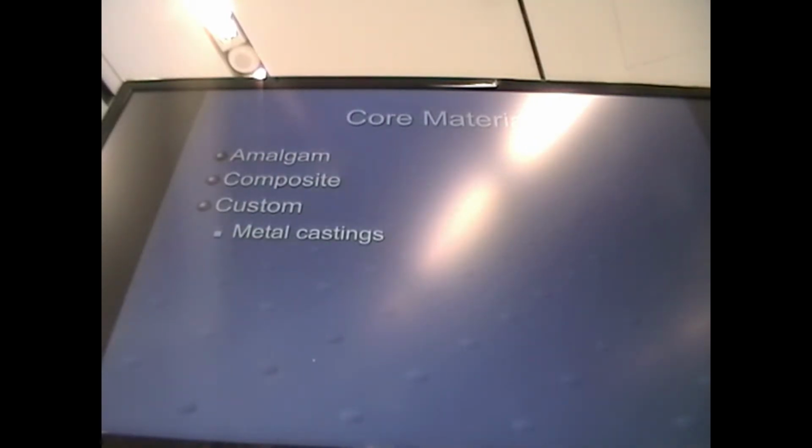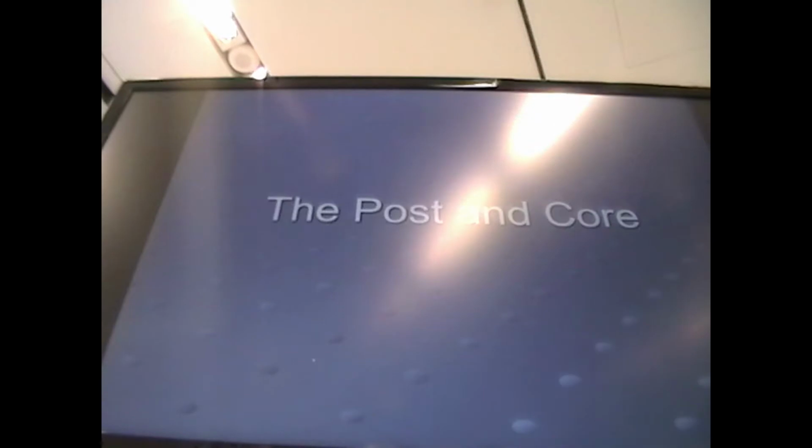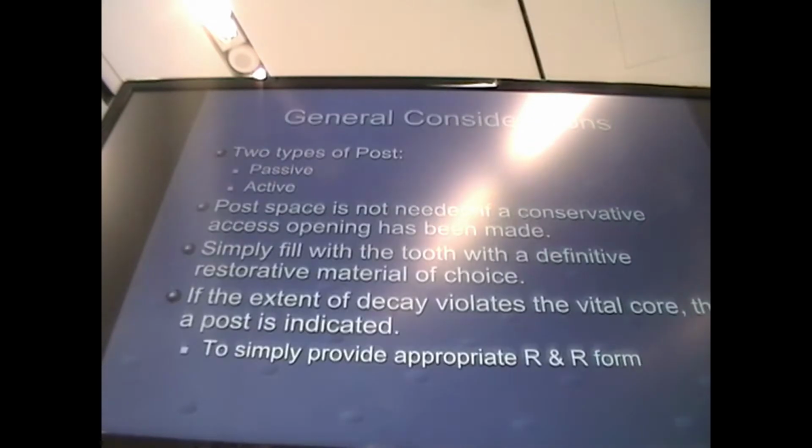Core materials: amalgam, composite, or custom metal castings, or cast post and core. Those are not that common anymore. We did them here, where we cast a core that's cemented onto the tube, and then we prep it. Alright, the post and core.